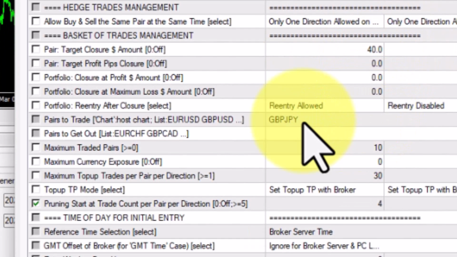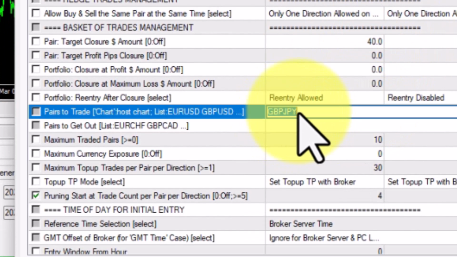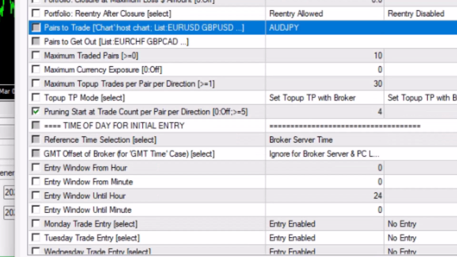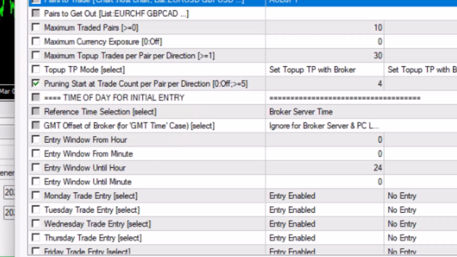Then let's go down here. We're going to be trading the Aussie yen, and let's go down to the pruning setting. And this version does not have the gap pruning setting in yet. It only has the 2-trade pruning setting. So the 2-trade pruning setting says, when do you want to start this trading? After 4 negative trades, or 5 negative trades, or 7 negative trades.